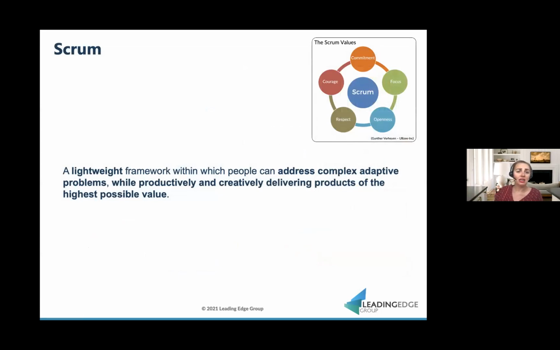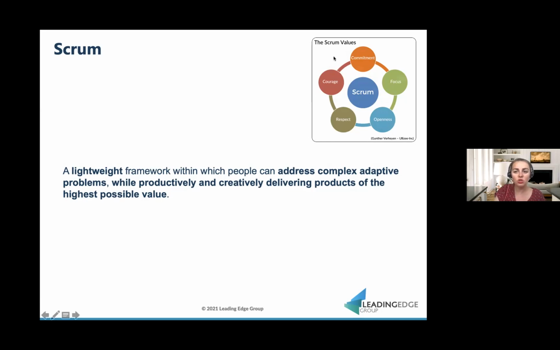So Scrum, a little bit about Scrum. Scrum is one of the Agile frameworks. Scrum is actually the most commonly used Agile framework. Around 80% of companies, when they talk about Agile, are actually talking about Scrum because they use Scrum. And Scrum is a lightweight framework within which people can address complex adaptive problems while productively and creatively delivering products of the highest possible value. And we will talk in a few seconds about how this framework is organized and how to do it.